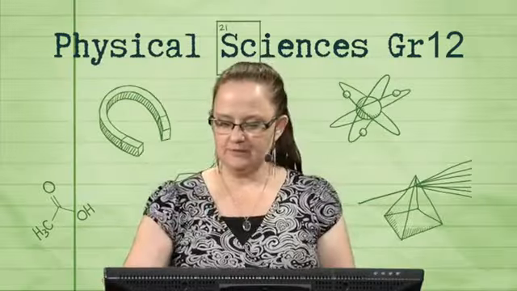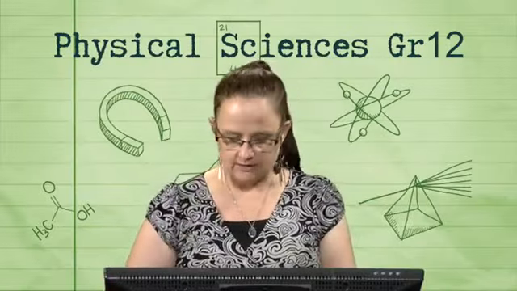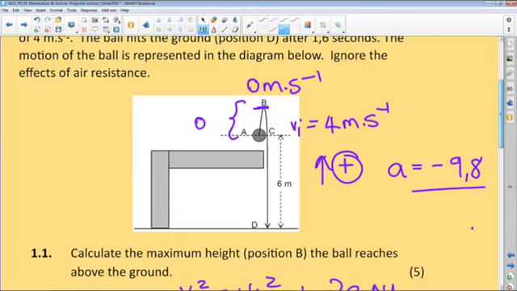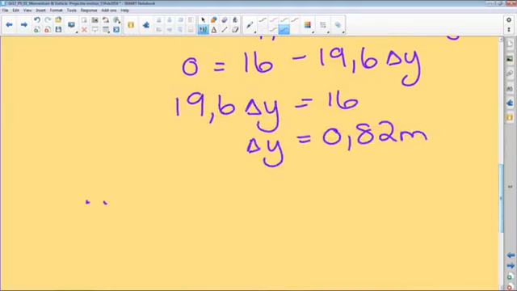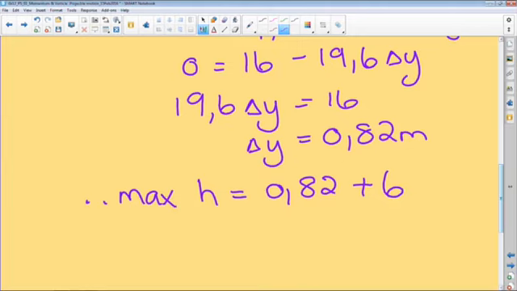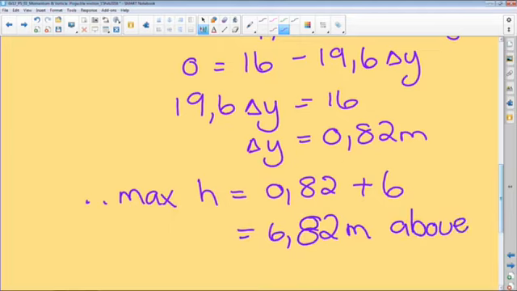I get a positive answer. Remember, we're looking at position, but what does this positive answer tell me? It was going up, and that's exactly what I expected. It went 0.8 meters above where it started because up was my positive. Now, I haven't answered the question because it said 6 meters originally. So my maximum height is going to be the 0.82 plus the 6, so it's going to be 6.82 meters above the ground. Don't forget the position, okay?